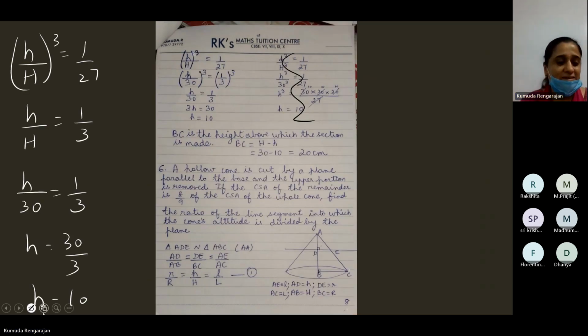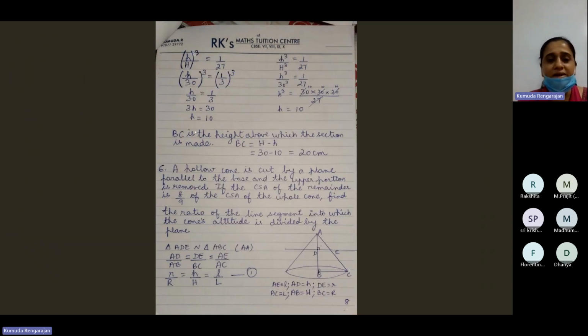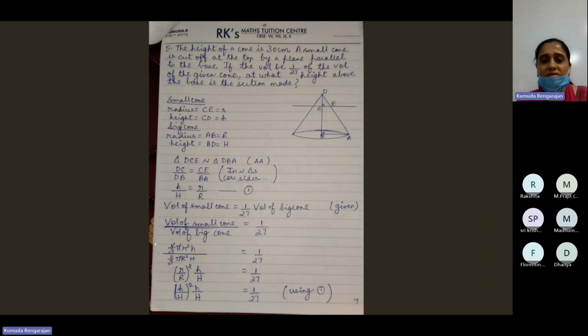So like that, we find the value of small h. Working this, we get the value of small h. So what is it we have to find? Value of small h is 10. The whole thing is 30. So this one is 20. So the section is made at a height of 20 centimeters from the base. All right.